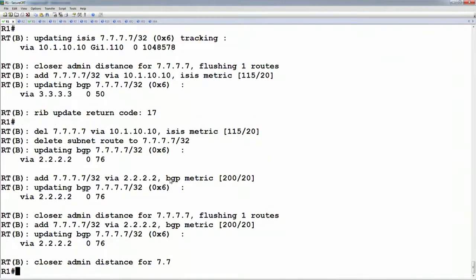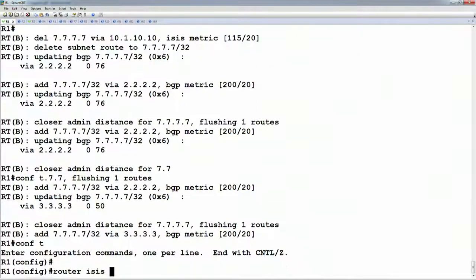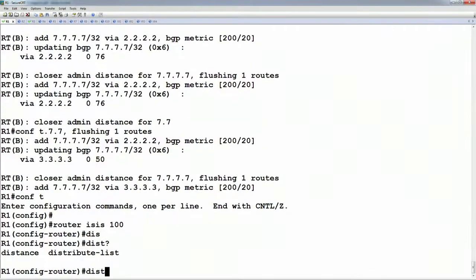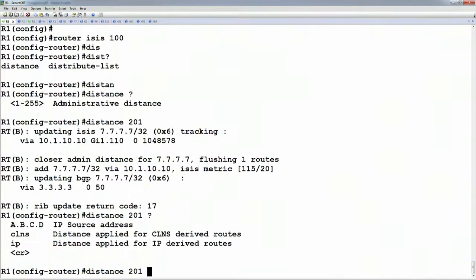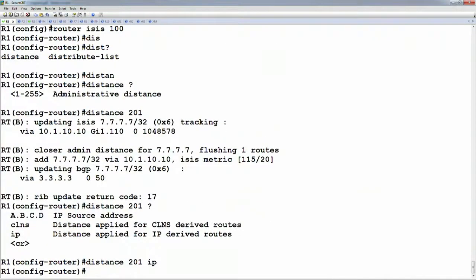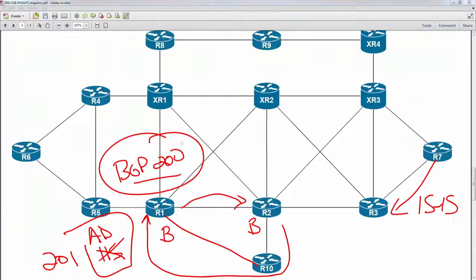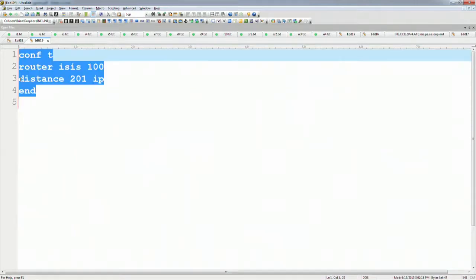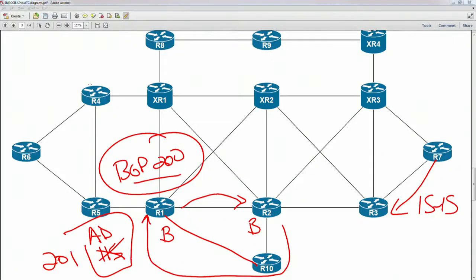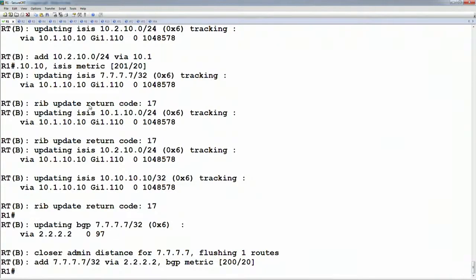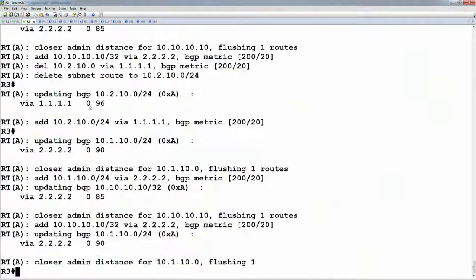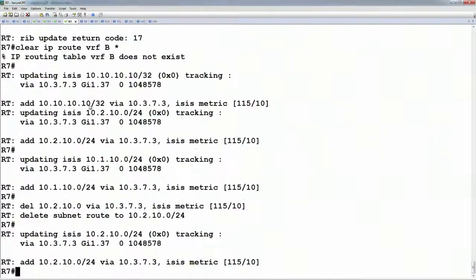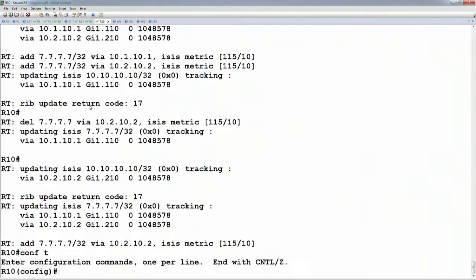So let's say on router 1, we go to ISIS 100 and we say distance is going to be 201 for IP routes. Okay, and let's say this for everybody. So we'll say under router ISIS 100, distance is 201 for IP. And we'll do this essentially on all of them. So 1, 2, 3, 7, and 10.